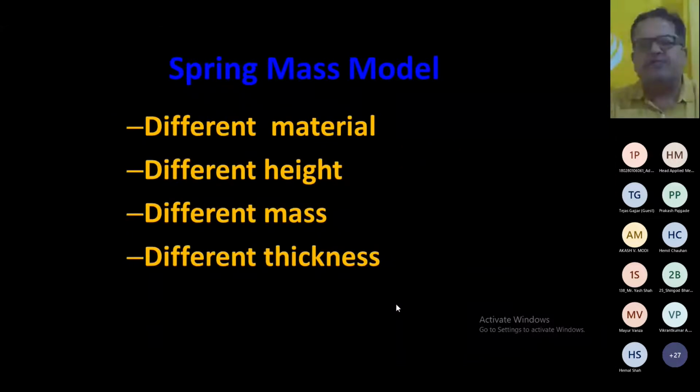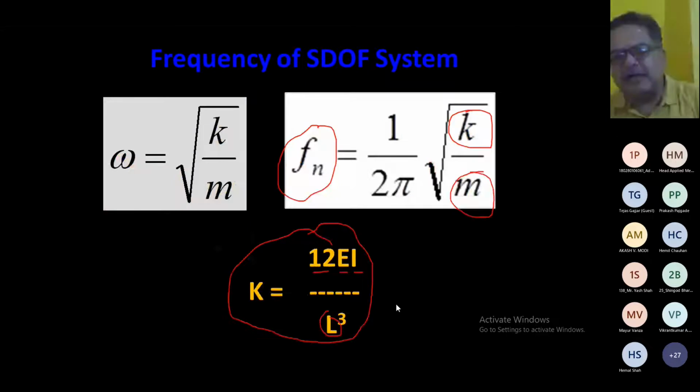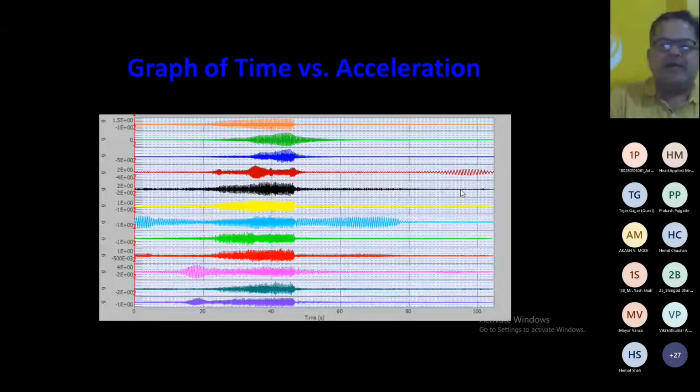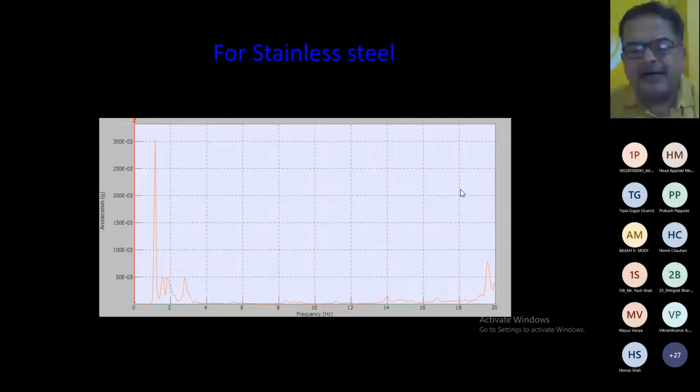And from this, we have a variable E, we have a variable I, we have variable L, we have variable M. So these are the four different things we have considered: different material, different height, mass, and thickness. And then we perform the test, right? And when we perform a test, again I'm saying the sensors are placed. Sensor will sense the acceleration, and when we plot a graph of acceleration versus time, the time graph we are getting from the vibration analyzer, we are converting into acceleration frequency curve.